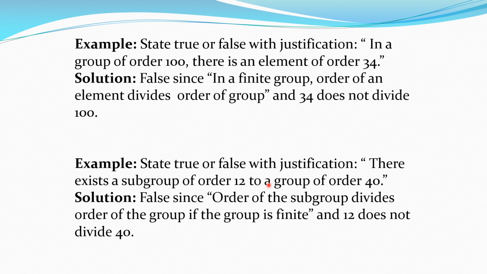State true or false with justification. There exists a subgroup of order 12 in a group of order 40. Again, by Lagrange's theorem, order of a subgroup divides order of the group if the group is finite. Here order of the group is 40, and if there exists a subgroup of order 12, then 12 must divide 40, but 12 does not divide 40, and hence the statement is false.